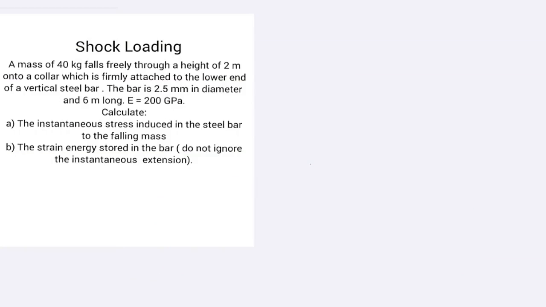In this lesson, we're going to be solving this problem. This problem is under a shock loading. The problem statement reads as follows. A mass of 40 kg falls freely through a height of 2 meters onto a collar which is firmly attached to a lower end of a vertical steel bar. The bar is 2.5 millimeters in diameter and 6 meters long, and we are given the Young modulus, 200 gigapascal.